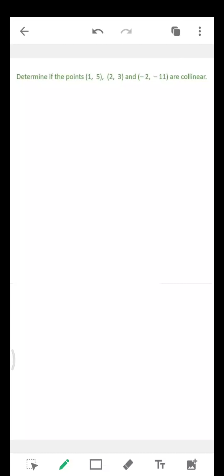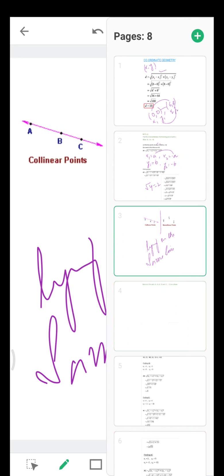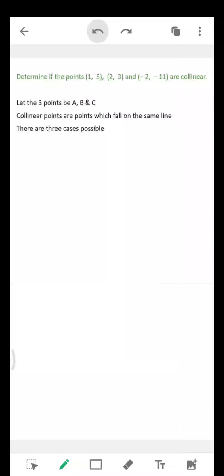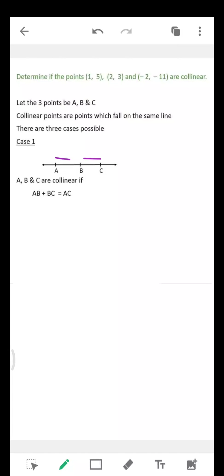So for collinearity, you remember the first figure. This figure I am going to use now. So let the 3 points be A, B, C. Collinear points are points which fall on the same line. So there are 3 possible ways to prove that these are collinear. First way, the points can be like this, A, B, C. When A, B, C are arranged in this way, I can say AB plus BC is equal to AC. Yes, if I add AB and BC, I get AC. So that is the distance AB and the distance BC.